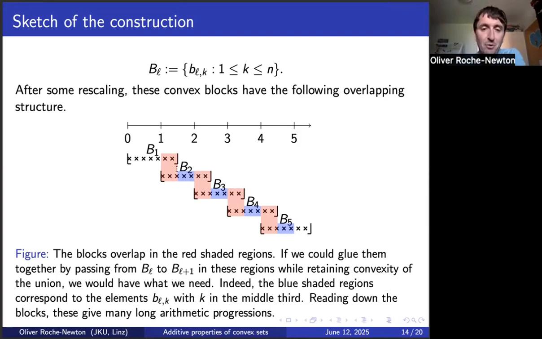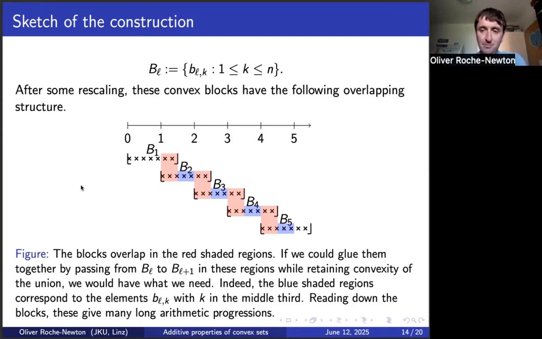And then when we think more about what's going on in this blue bit here, well, these are the middle chunk of B_i. These all have K, the K parameter, somewhere approximately in the middle third of this range. So then we could think about fixing K somewhere in this middle third, and we move down the blocks, move straight down. That's where we see the long progressions. So the long progressions are coming from fixing a point in this middle third and moving vertically down. So that's pretty much the proof.